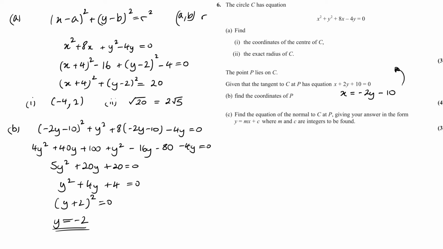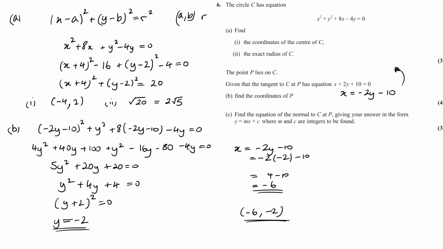Now I have that, I can look at x equals -2y minus 10. So -2 times -2 and minus 10. So -2 times -2 is 4. 4 minus 10 is -6. So our coordinates are -6, -2. Now, final step is to find the equation of the normal.